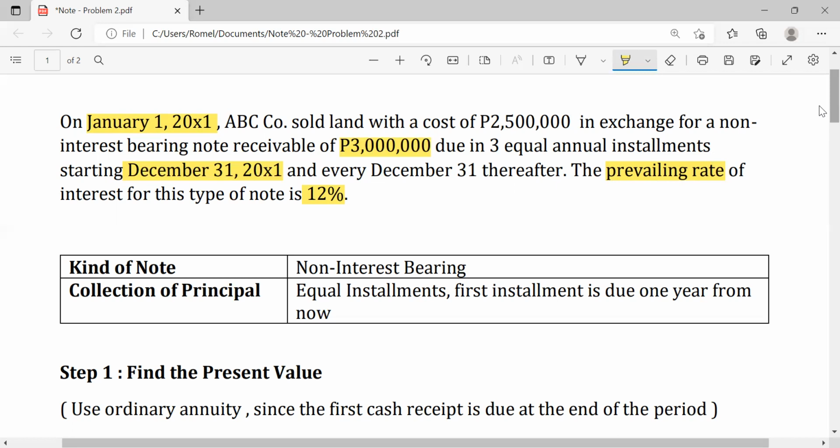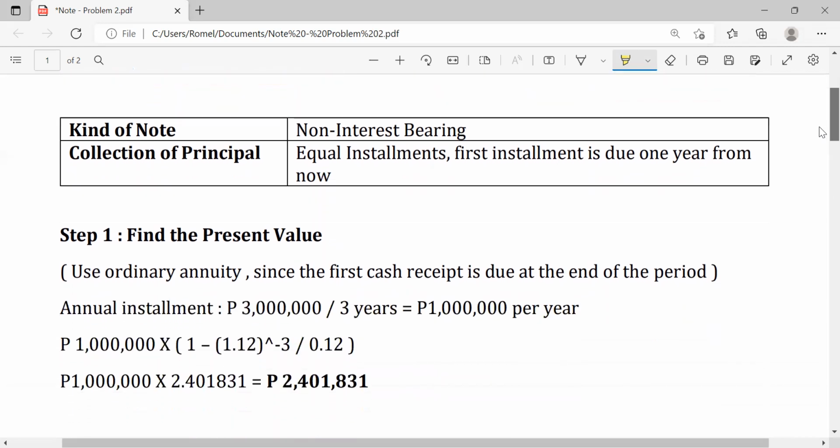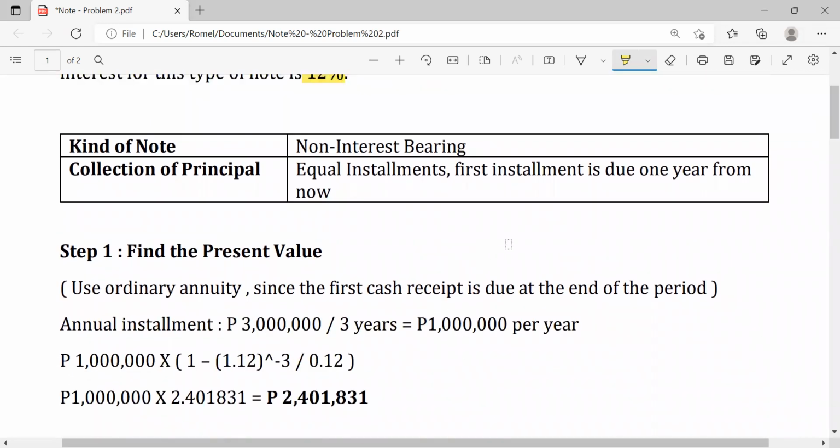So what is the first step in this kind of problems? The first step is to find the present value. So I will emphasize: the first installment is due 1 year from now. So what formula will we use? We will use ordinary annuity. We will be using the ordinary annuity formula in computing for the present value.